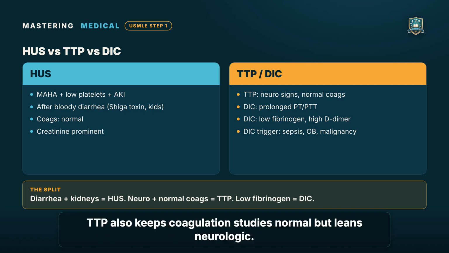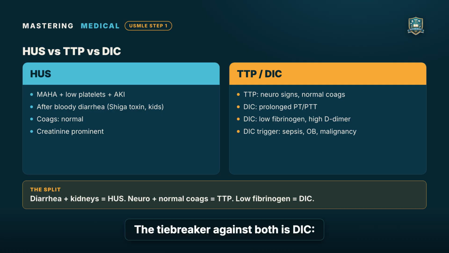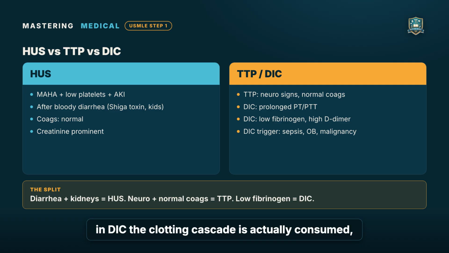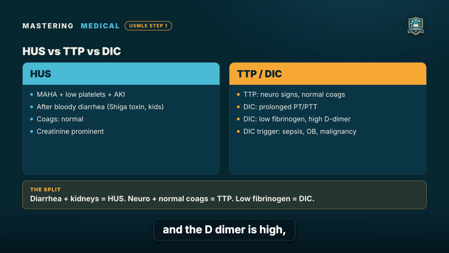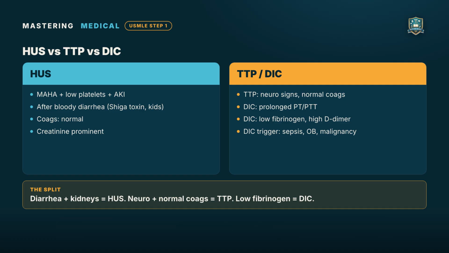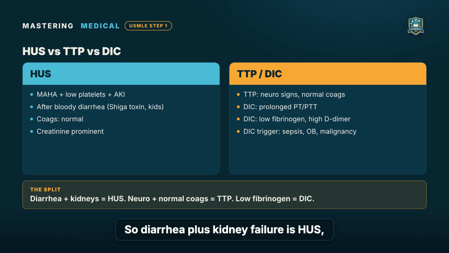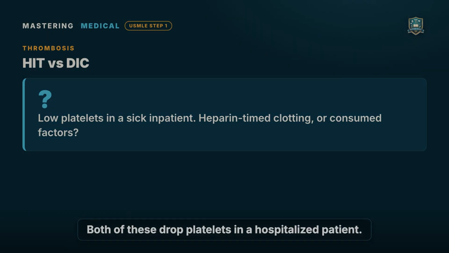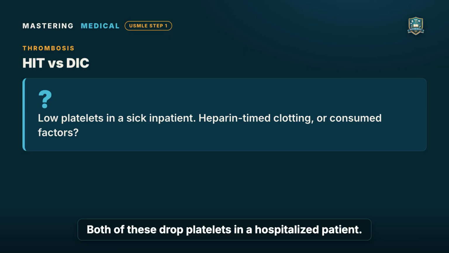TTP also keeps coagulation studies normal but leans neurologic. The tiebreaker against both is DIC. In DIC, the clotting cascade is actually consumed, so the PT and PTT are prolonged, fibrinogen is low, and the D-dimer is high, usually with a trigger like sepsis or an obstetric emergency. So diarrhea plus kidney failure is HUS, neurologic signs with normal coags is TTP, and abnormal coags with a low fibrinogen is DIC.